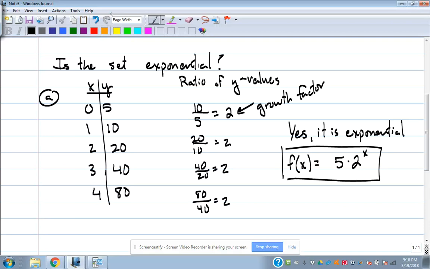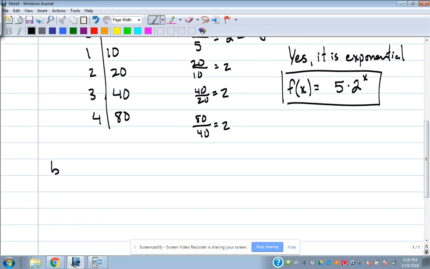Is this growth or decay? Growth. Not because I just wrote growth factor, but because the A value is a big number, right? And the Y values, as X increases, are increasing more and more every time, right? Okay. So let's look at example B.